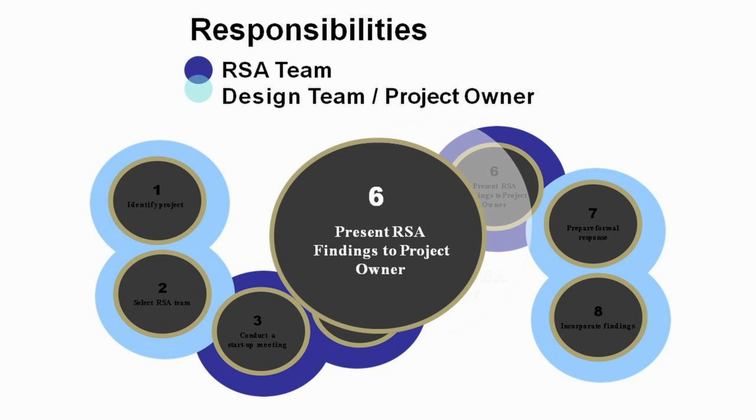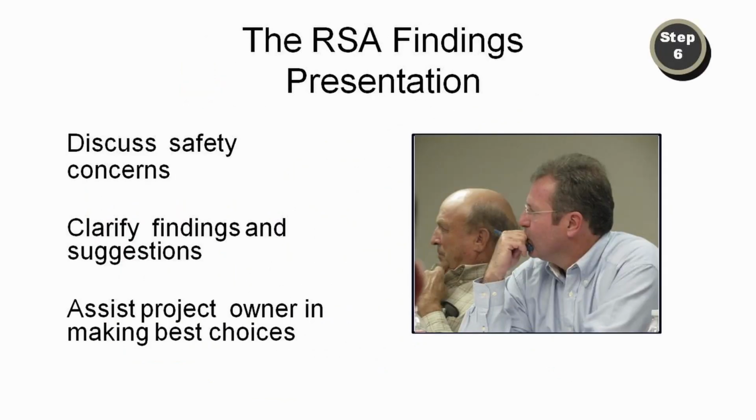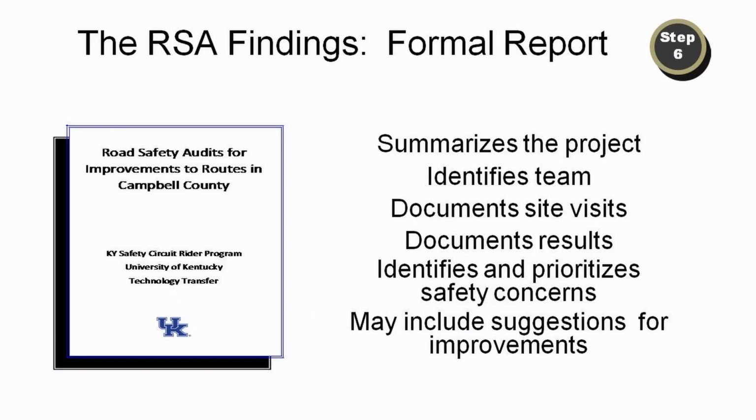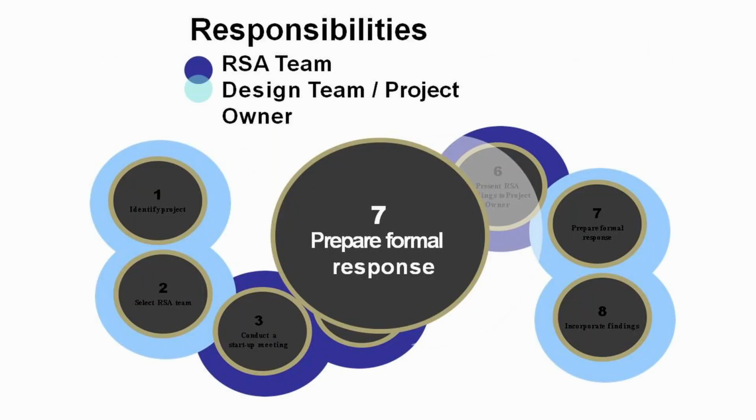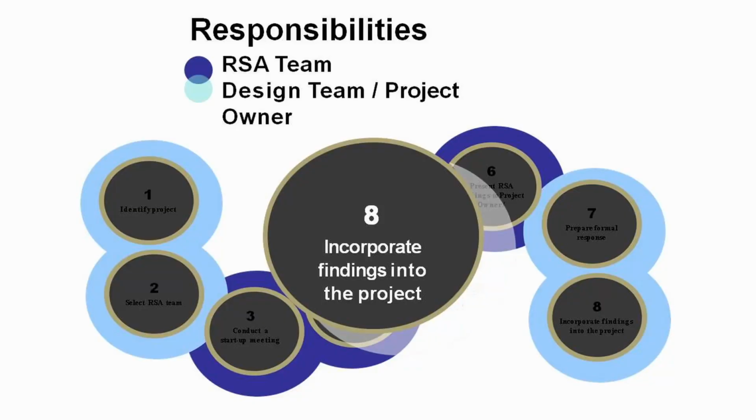Step 6 is to present the findings to the project or road owner. At this meeting, you will discuss safety concerns, clarify findings and suggestions, and assist the owner in making the best choices. A formal report summarizes the road safety audit process and findings. Step 7 is to prepare the formal response. The project owner develops the response in writing to findings, explaining why they will or will not be utilized moving forward. Step 8 is to incorporate the findings into the project.